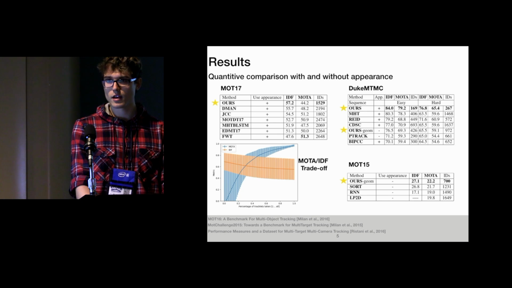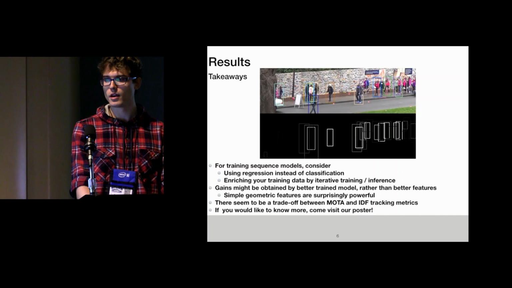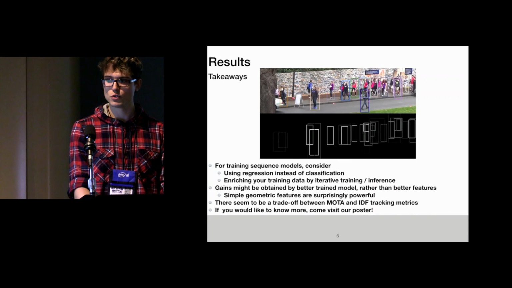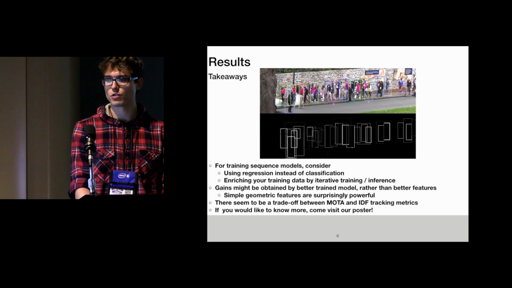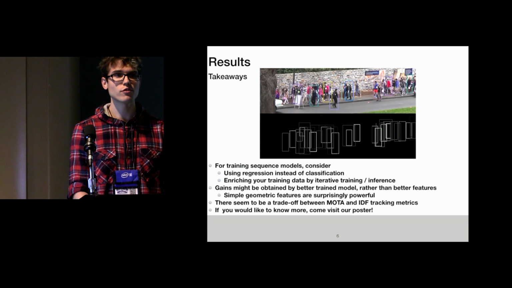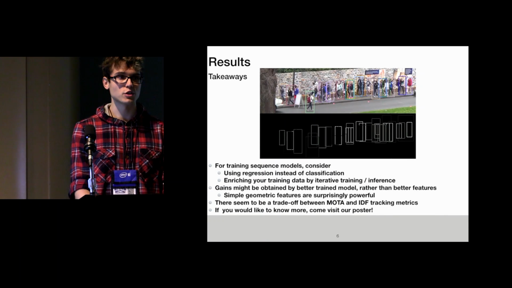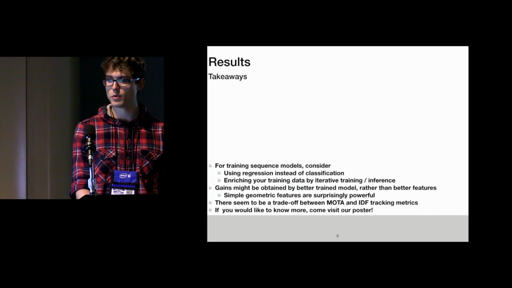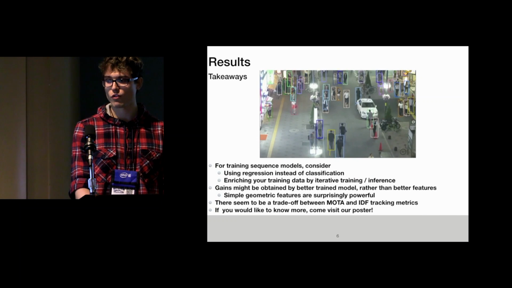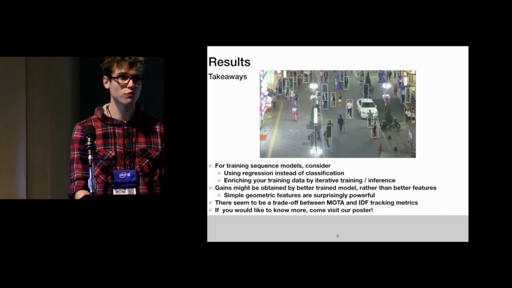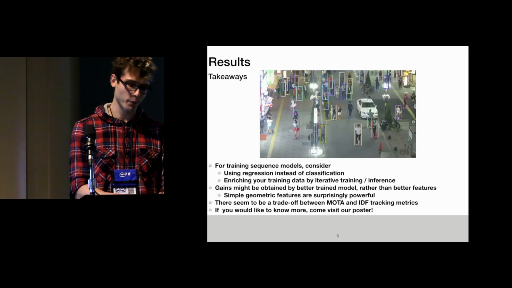So to sum everything up, here are the several takeaways. First one is that if you're training a sequence model, what you might be interested in is using regression instead of classification loss, and you might consider enriching your training data by iterative training inference to expose it to the errors. Second is that there is actually a large margin between how our model is trained and what could be achieved, and simple geometric features are surprisingly powerful. Third is there is a significant trade-off between MOTA and IDF tracking metrics, and if you'd like to know more, come to our poster number 142. Thank you.